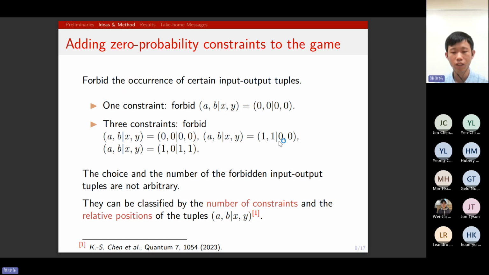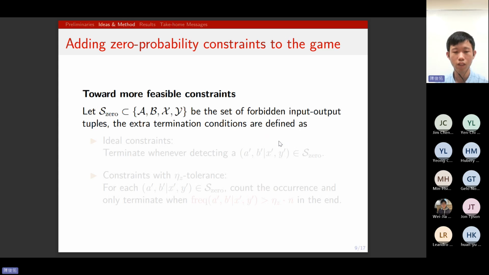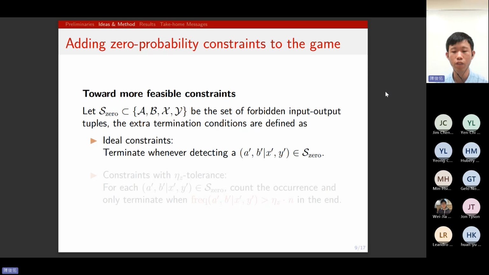To see how this really works in the experiment, let's consider the following case. Let capital S0 be the set of forbidden input-output tuples. Then in the ideal case, we will terminate the protocol whenever we observe a forbidden tuple, like whenever we observe a tuple ABXY inside the set S0. You can imagine this case is very ideal, it's nearly impossible to be implemented.